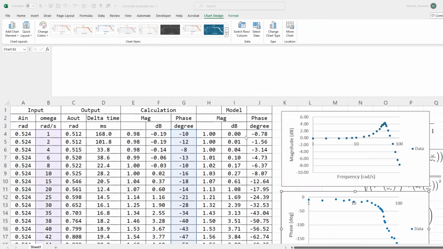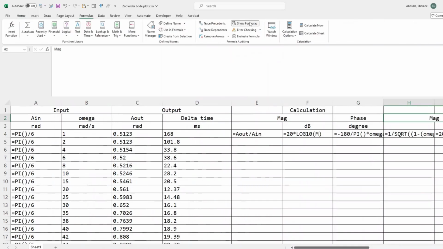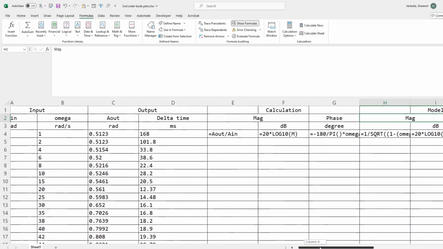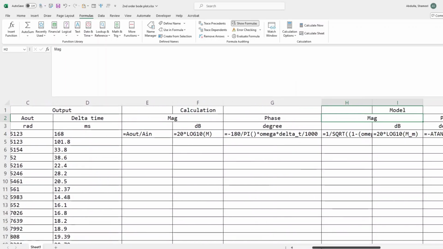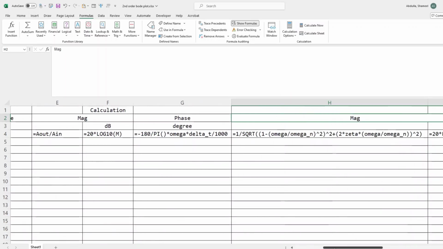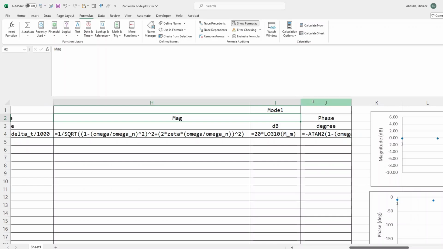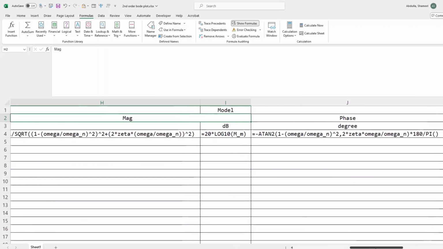You can also review all your formulas at once. You just have to click on Formulas at the top and click on Show Formulas. This way you can verify whether all the calculations are done correctly. These are long formulas. This is how we calculated the magnitude and the phase. This is an advantage of using named ranges, so the formulas make more sense.